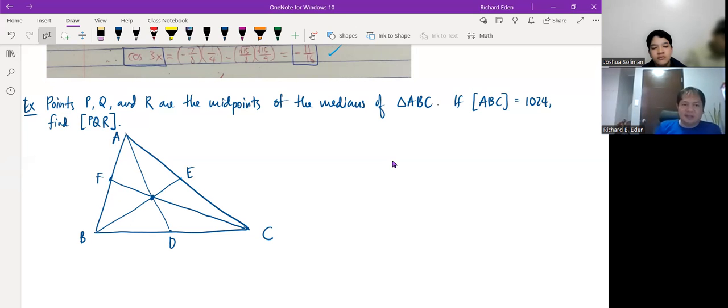Now the problem doesn't say which midpoint belongs to which median, but that doesn't matter because there are three medians, there are three midpoints, they form the triangle. So however you name the midpoints, let's label them arbitrarily. So let P, the first of PQR, be the midpoint of AD.